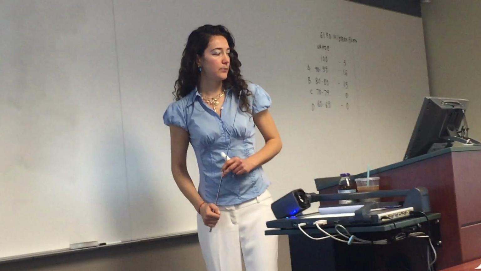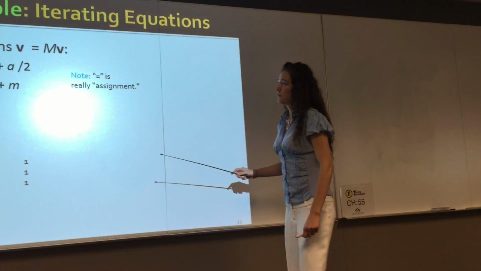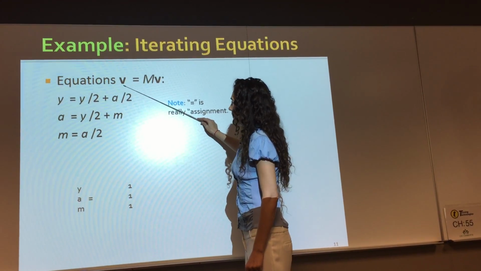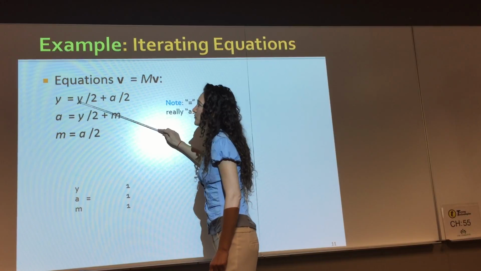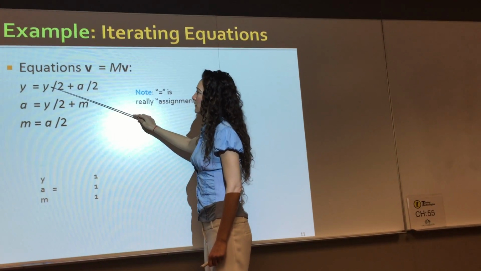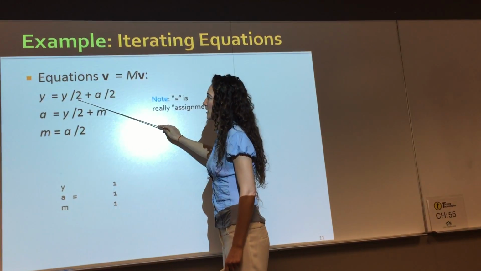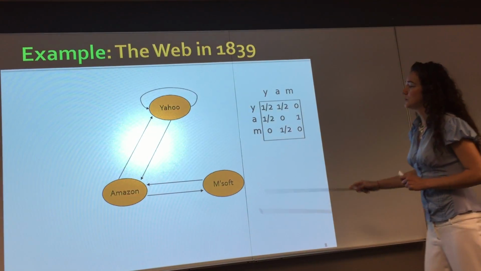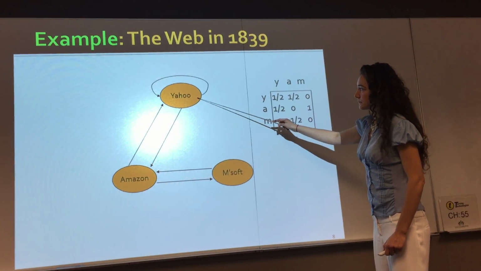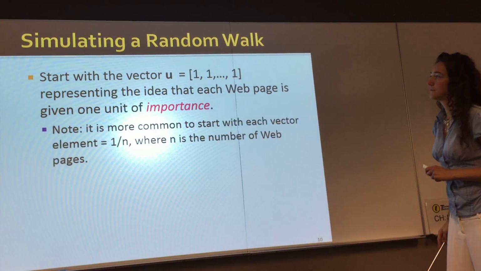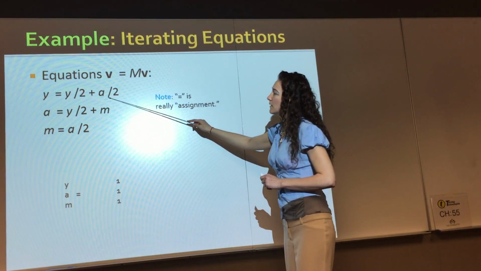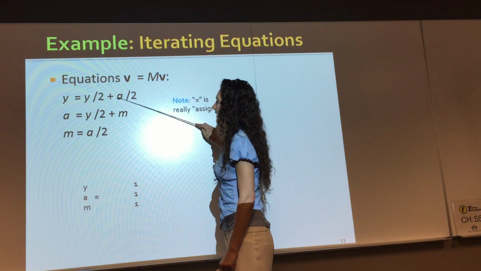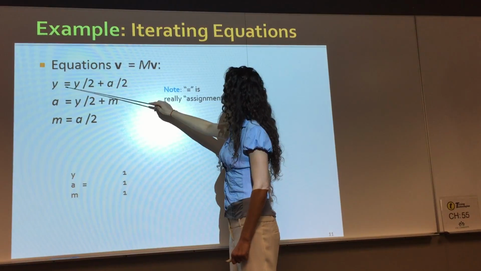So let's look at our example with Yahoo, Amazon, and Microsoft. What happens is we have equations that we're trying to solve. For Yahoo, the equation will be y/2, because we had two pages that link to Yahoo, and then Amazon over 2, because there are two pages that link to Amazon. Now this equation is for Yahoo.